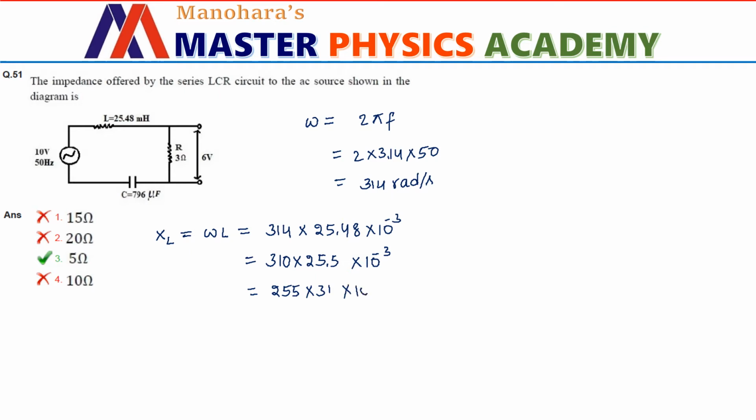Let me calculate this. It comes to nearly 7905 into 10 power minus 3, so that means it is very near to 8 ohm. I used the calculator for the same and got 8 ohm. But in the examination, if calculators are not allowed, you can roughly estimate this. So the answer is nearer to 8 ohm.